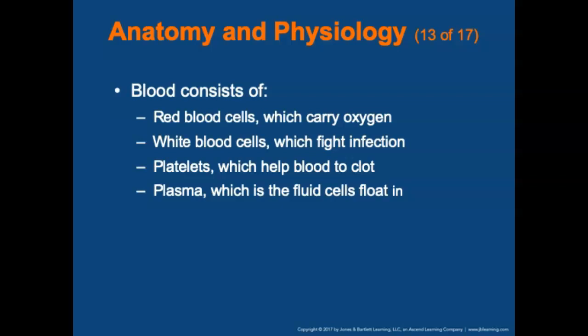Blood consists of several types of cells and fluid. We're going to talk about four main parts of the blood. The first part is the red blood cells. They carry oxygen and remove carbon dioxide. Then you have the white blood cells. They fight infection. Then the platelets help blood clot, and plasma is the fluid that the cells float in.